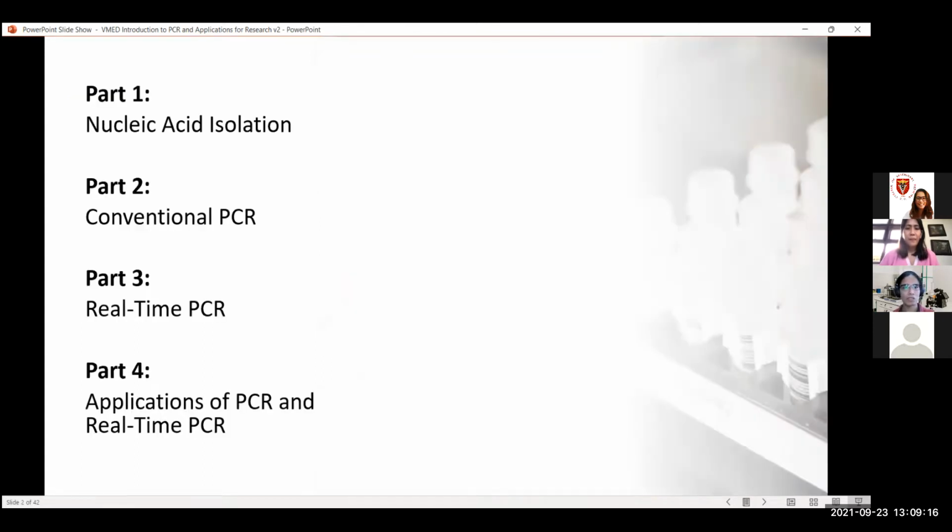Okay, so there are 4 parts for this lecture. So first would be nucleic acid isolation. Then we'll talk about conventional or endpoint PCR. Then we'll talk about real-time PCR. And for the last part, we'll look into the applications of PCR and real-time PCR.